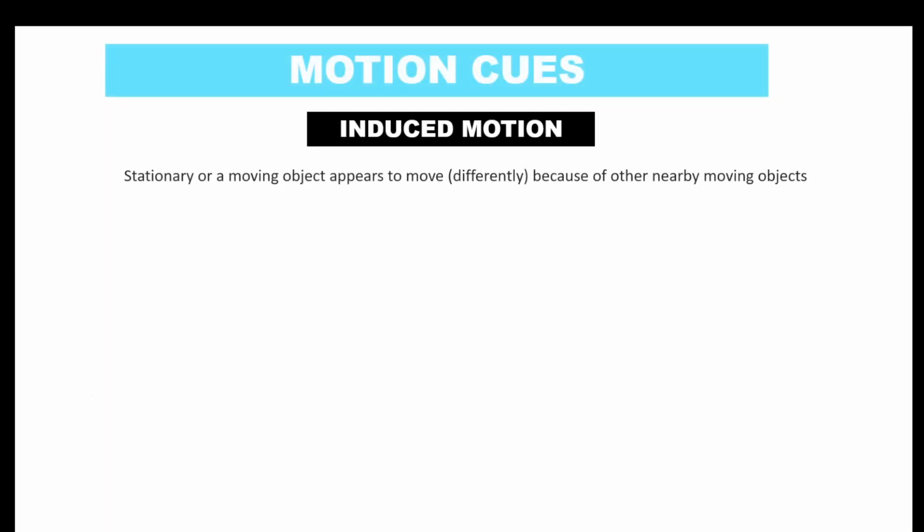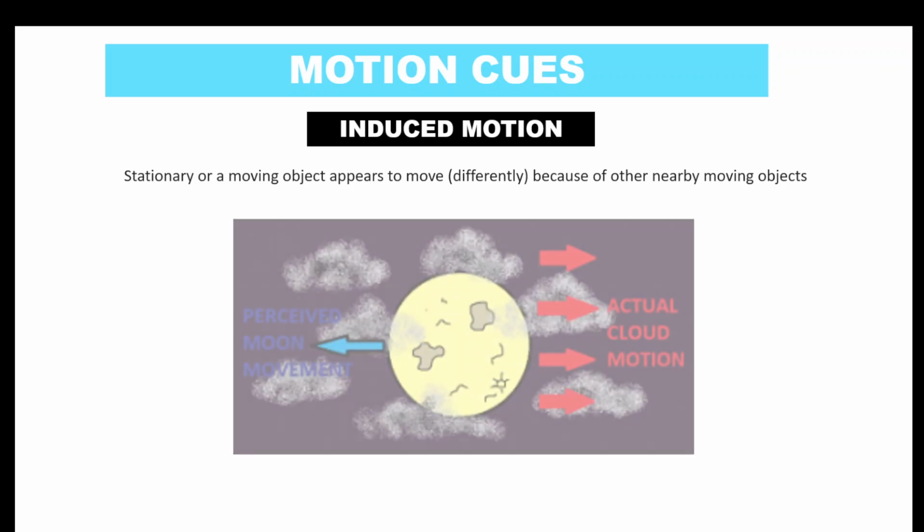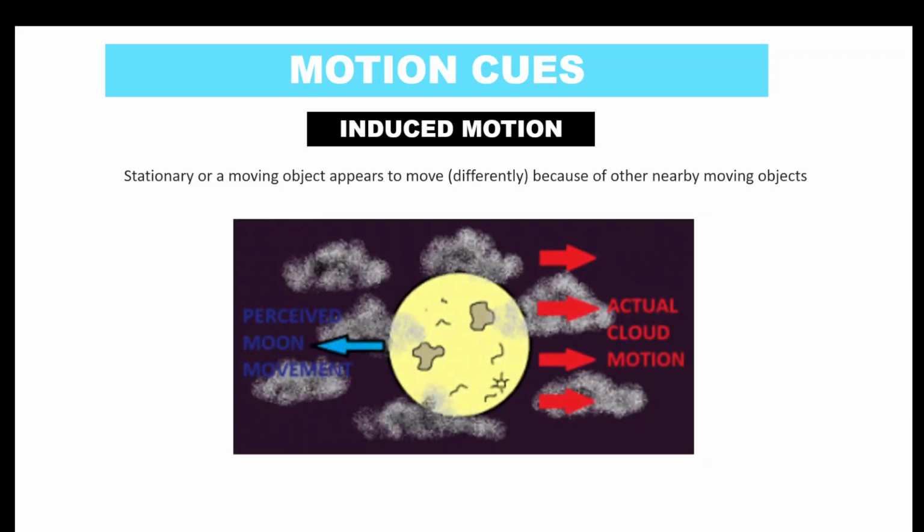So let's start. What are the motion cues? Well, there is induced motion, where a stationary or moving object appears to move differently because of the motion of other nearby objects. Basically, if the object is stationary or moving and other objects are moving as well, then relative to both of them, a certain motion is observed. For example, the moon in the sky. If the clouds are moving, the moon appears to be sinking in them.